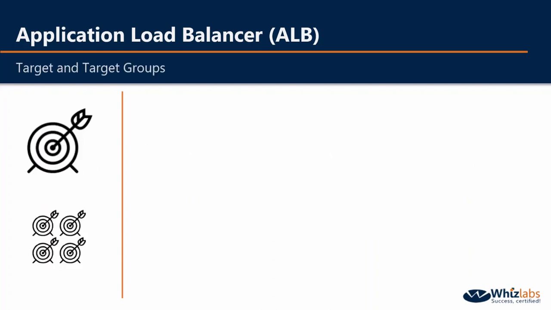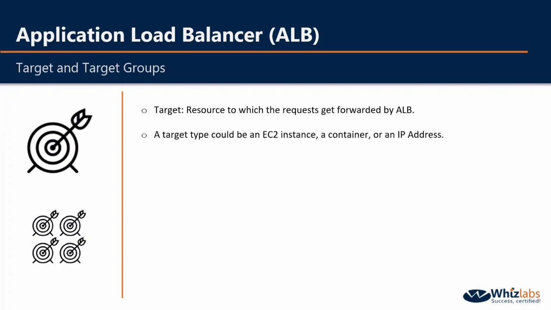Another important component of application load balancers are target and the target groups. What is a target? It is basically a resource to which the requests get forwarded by the application load balancer. A target type could be an EC2 instance, a container, or IP addresses.